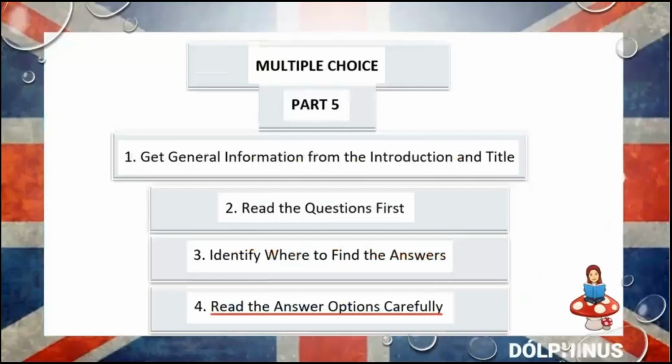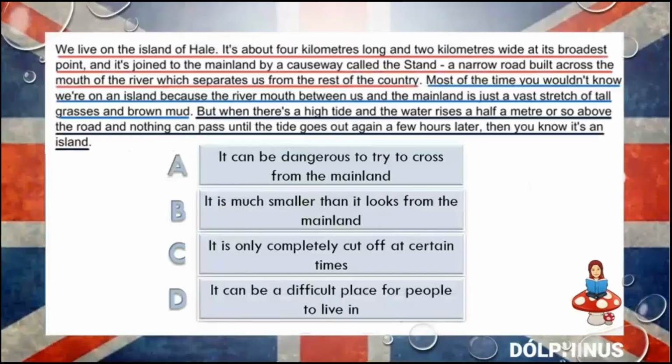Now, as there are different ideas, we've got to read the answer options carefully. If we are doing it together, time to click on play. A, it can be dangerous to try to cross from the mainland. It's not said, nothing about it being dangerous. B, it is much smaller than it looks from the mainland. Okay, here they make reference to its size, but is there any comparison? No, so it's incorrect.